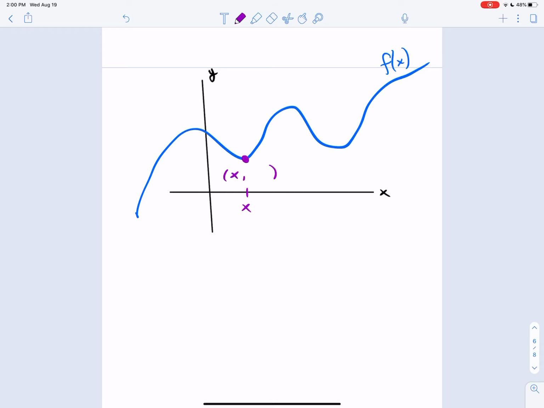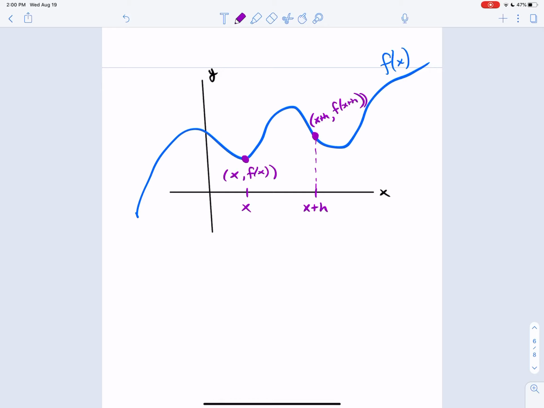Now think about what the y value should be. The y value should just be, well, whatever f of x is, because we don't know what the function is. Now, what if I wanted to pick a generic point away from x? What would you guys call that? That would be x plus however much I move. Now, what would those coordinates be? That would be x plus h, comma, f of x plus h.